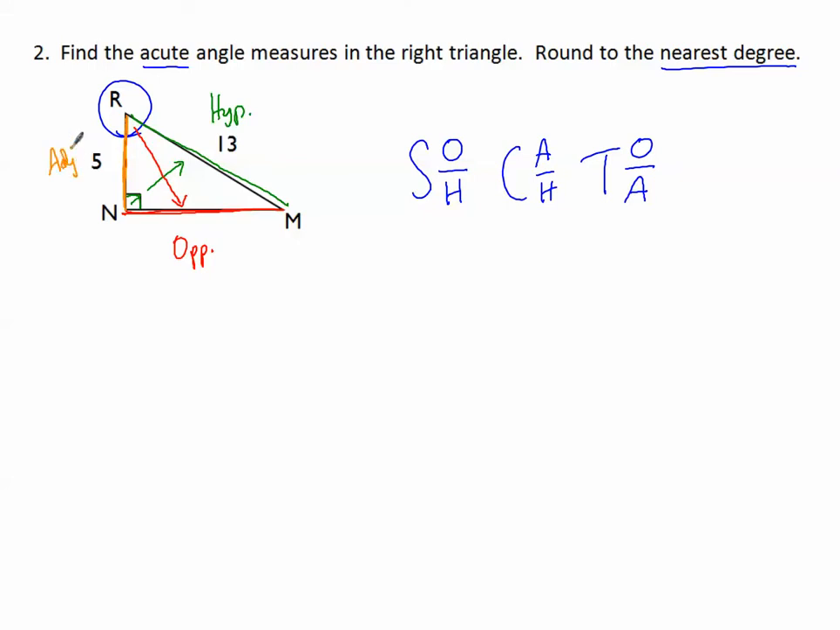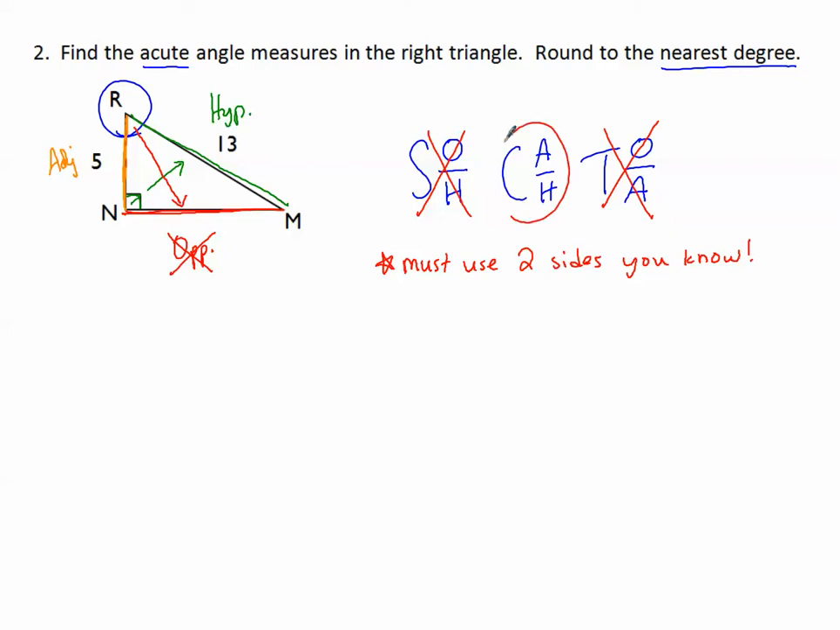You must use 2 sides you know. Let's write it down again. Must use 2 sides you know. So which ones do we know? 5 and 13, adjacent and hypotenuse. Not opposite. We don't know opposite. So anything with an O, get rid of it. Which one do we have to use? That's right, cosine. So now let's set it up with cosine.